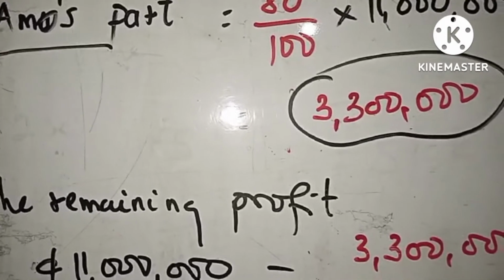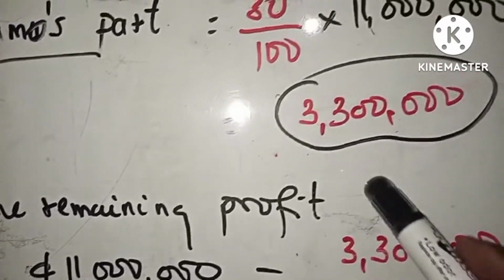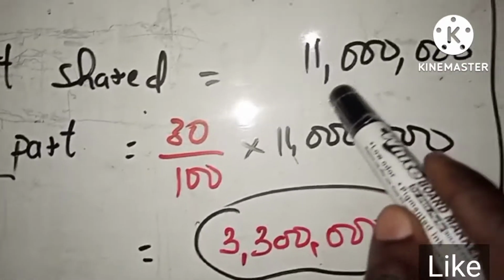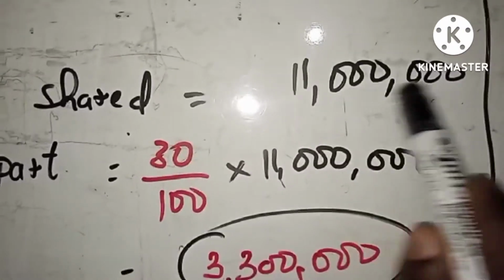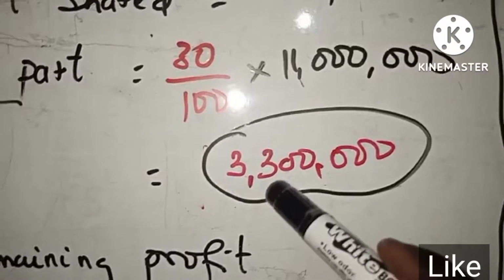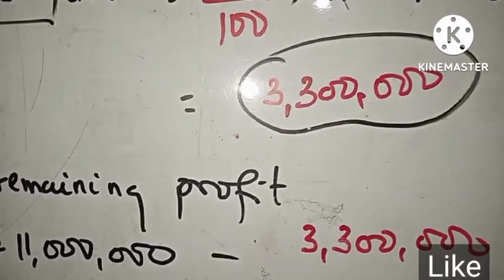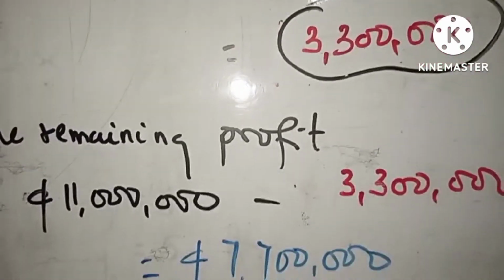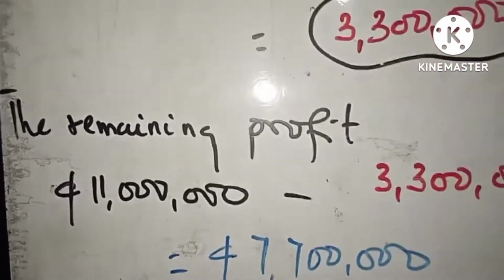Now they say the remaining profit. What that tells you is that this is the profit these three people are sharing. The first person takes this amount, and whatever is left is what the remaining two are sharing. So you need to know what the remainder is.